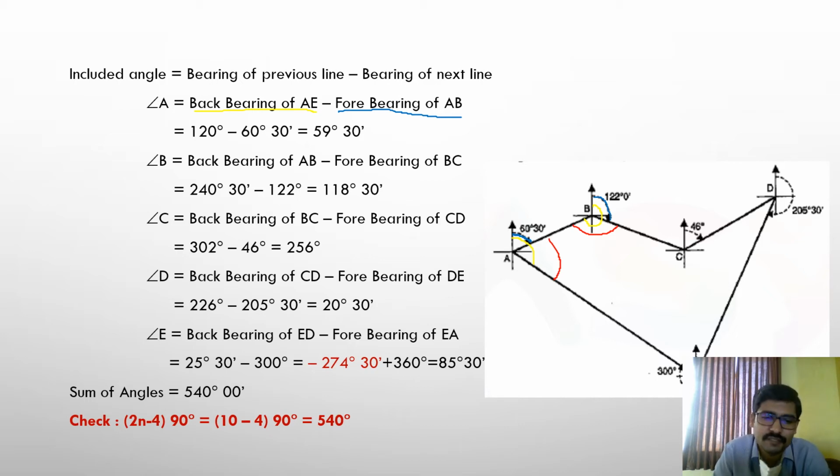So when you proceed with this, back bearing of line ED is 25 degree 30 minutes. Fore bearing of line EA is 300. So lesser value minus larger value will always give you a minus sign. Whenever you get any angle with a minus sign, you just add 360 degrees to that to get the correct interior angle.